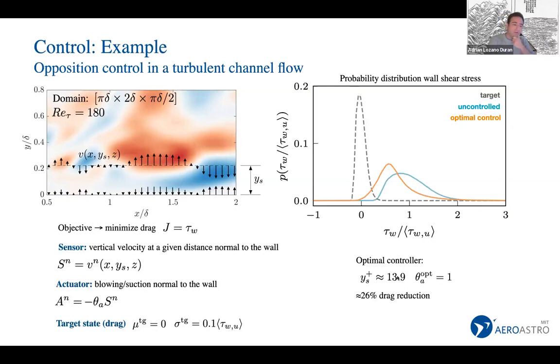The optimal control that we got was that the sensing plane has to be at y plus 13, close to 14. And the amplitude of the blowing and suction has to be close to 1.